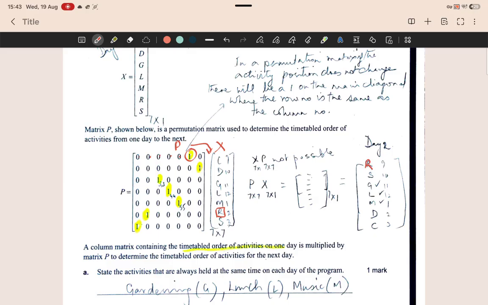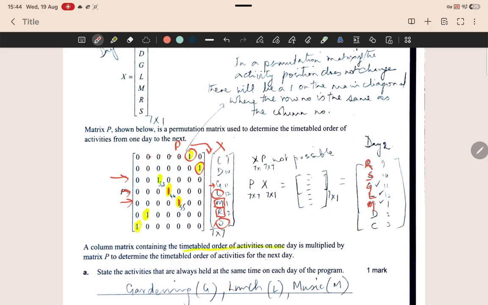And in the second row, the 1 is in the 7th position, and therefore that will multiply S, and S will come out next. In this particular row, it's in the 3rd position, in the 3rd row, 3rd column, and therefore the 3rd row element will come out next, which is G. And in this row, this is the 4th element, and therefore it will multiply the 4th position, and L will come out next. In this next row, the 1 is in the 5th position, which implies that it will multiply M, and M will come out next.